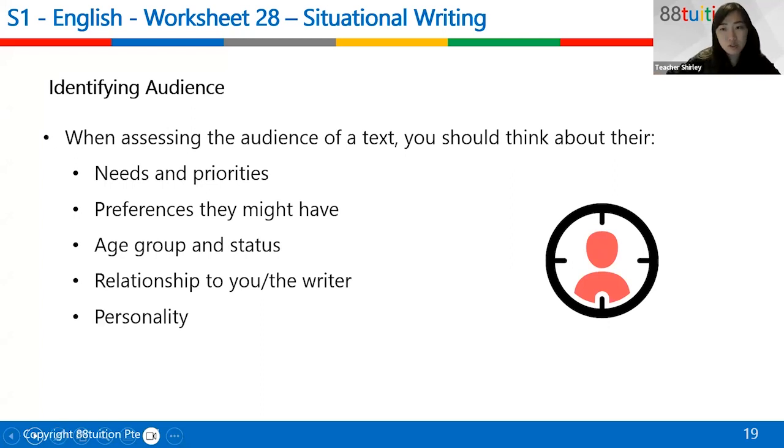So when we assess the audience of the text, we don't just say, oh, the audience is the principal, so this is how we should write it. Sometimes you might want to go in depth and think about the background of the audience. You need to know the needs, the priorities, the preferences they may have, because that helps you to craft your sentences. Of course, a lot of times we consider the relationship the writer has with the audience, and then the personality as well.